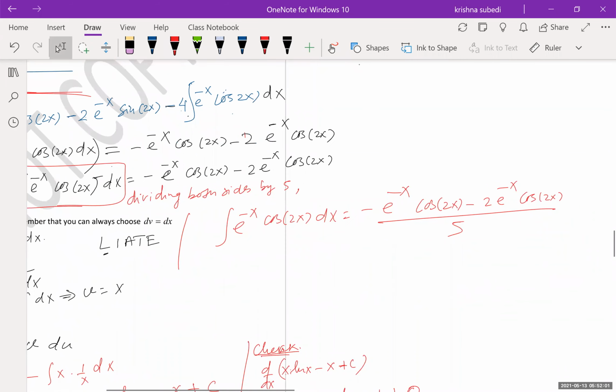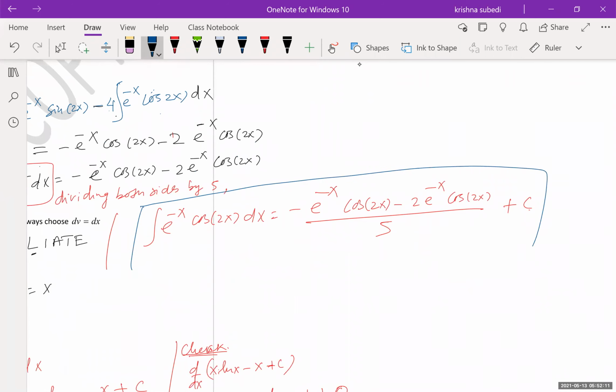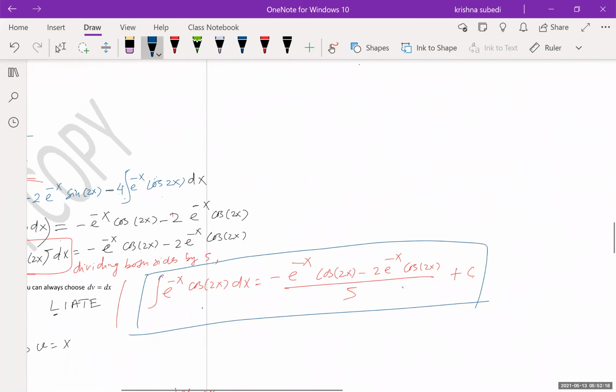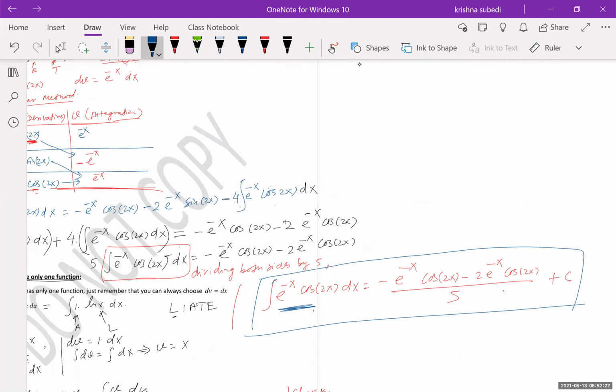Right? That's the answer. But remember, we always need to write the constant of integration at the end. So I'm writing C there. So this is my answer. The integration of this is this. All we needed to do was evaluate this integral. Look at the question. This is the original question, which means this is our integral, and we evaluated it. Okay? Any question?